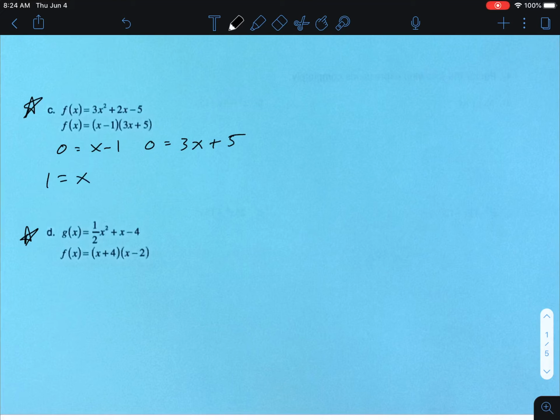Here you just have to add 1. Here you're going to subtract 5 and then divide by 3. So those are your x-intercepts right there: -5/3, 0, and 1, 0.